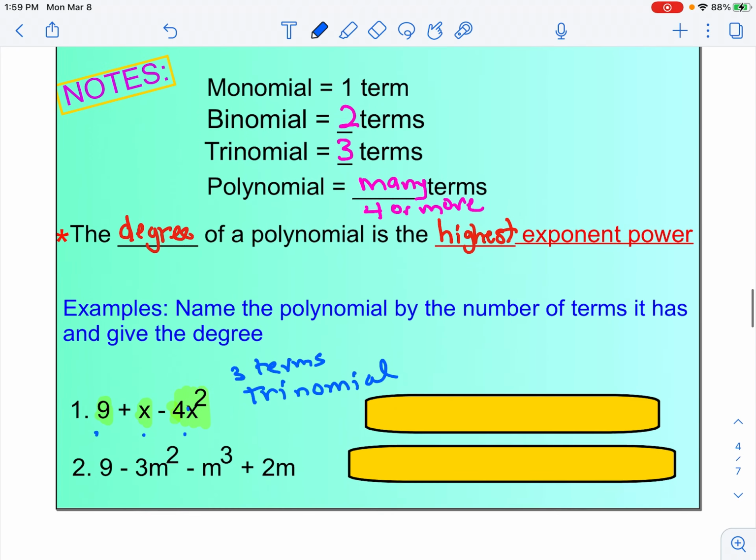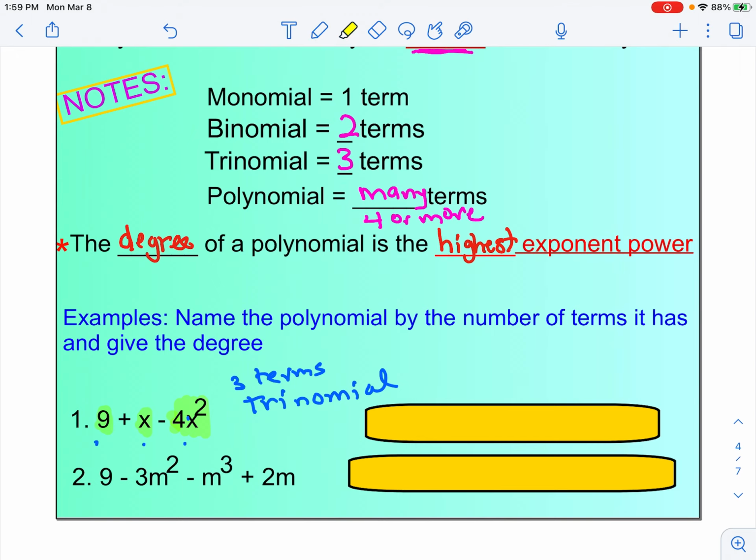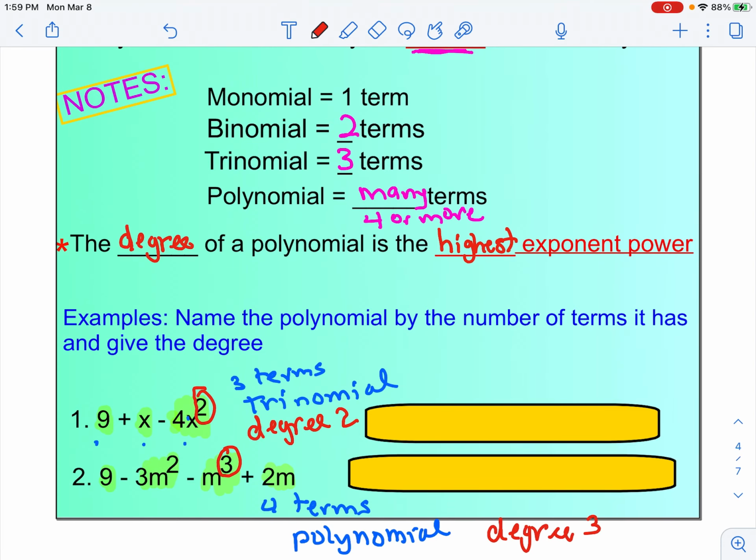Okay, look at the next one. How many terms? See if you can stop the video for a second and count the terms. So the terms you have are 1, 2, 3, 4. So you have 4 terms, so you have a polynomial. So now let's work on the degree. The degree is the highest exponent power. The highest exponent power you have here is 2, so we say that this is degree 2. The highest exponent power you have in the second example is 3, so this would be degree 3.